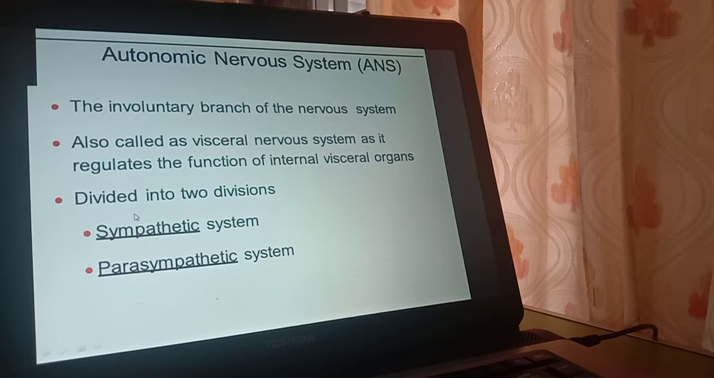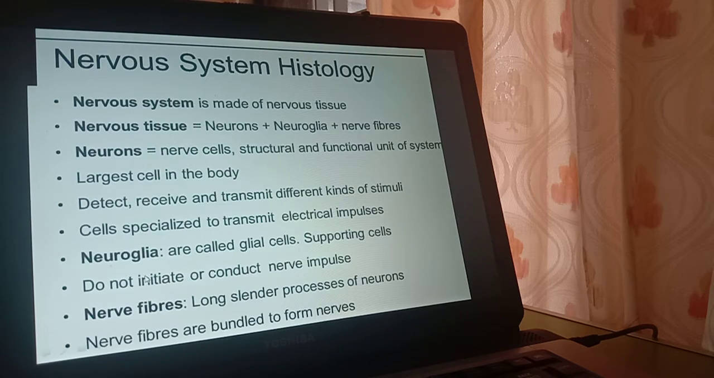This is divided into two types, that is the sympathetic system and the parasympathetic system. Okay. Now coming to the nervous system. So what is the nervous system? It is made up of nervous tissues.